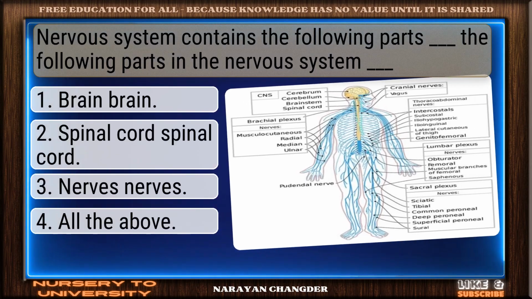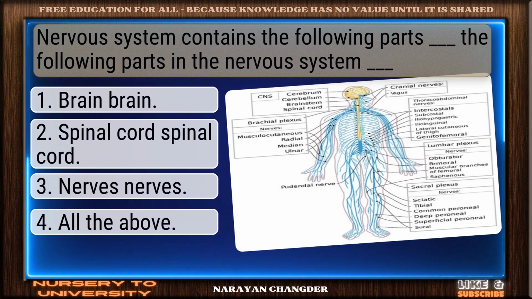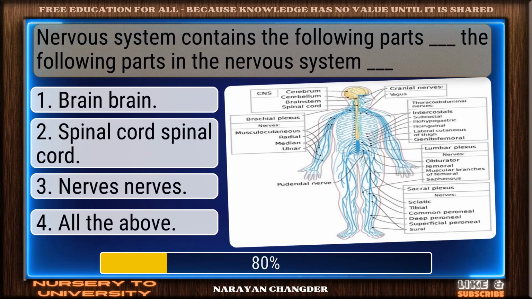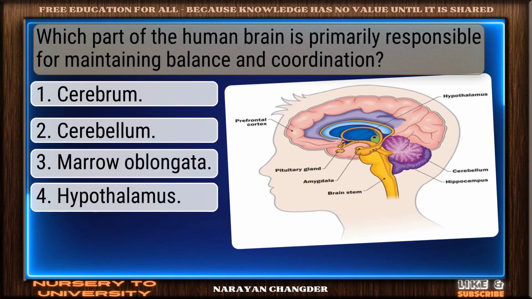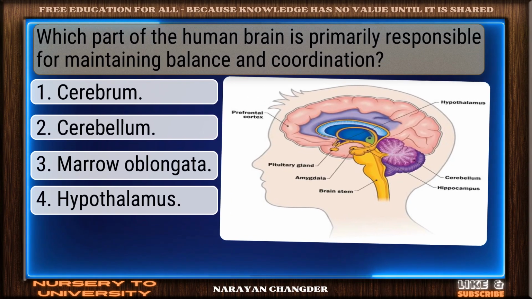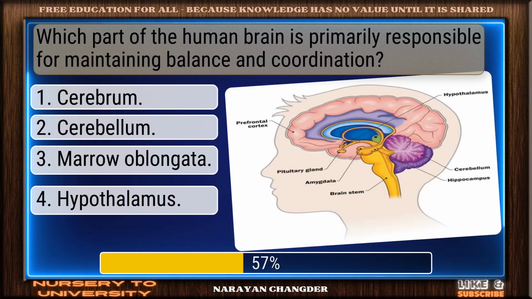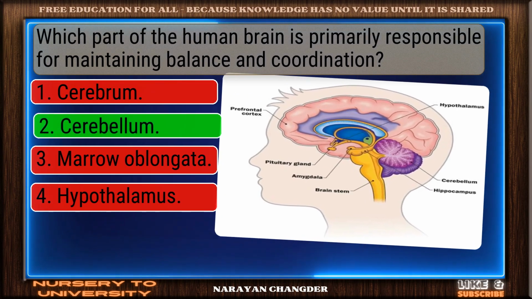Nervous system contains the following parts, a dash. The following parts in the nervous system, a dash. Perfect. All the above is the one. Which part of the human brain is primarily responsible for maintaining balance and coordination? Well reasoned. Cerebellum is correct.